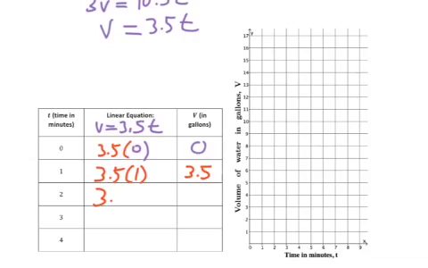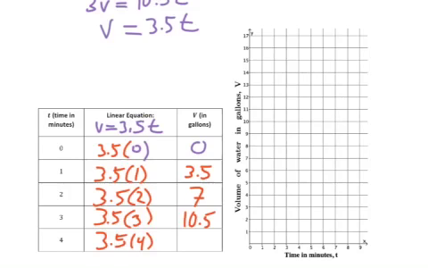Go ahead and start working on the rest of the table. 3.5 times 2 is 7. So now I'm just going to go ahead and fill in the rest of the table. You can as well. So you can see that 3.5 times 4 is 14 gallons. So now let's put this on a graph.